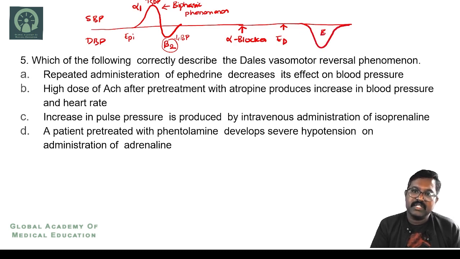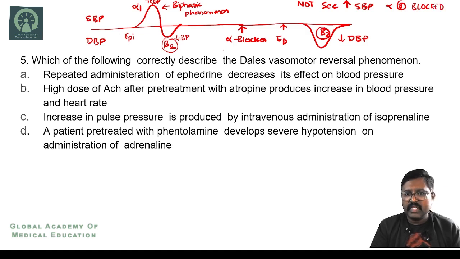Only the beta 2 receptors will be sensitive, and thereby there will be a decrease in the diastolic blood pressure, and you'll not see the rise in systolic blood pressure, since the alpha receptors are blocked. So this is what happens in the case of the Dale's vasomotor reversal phenomenon.